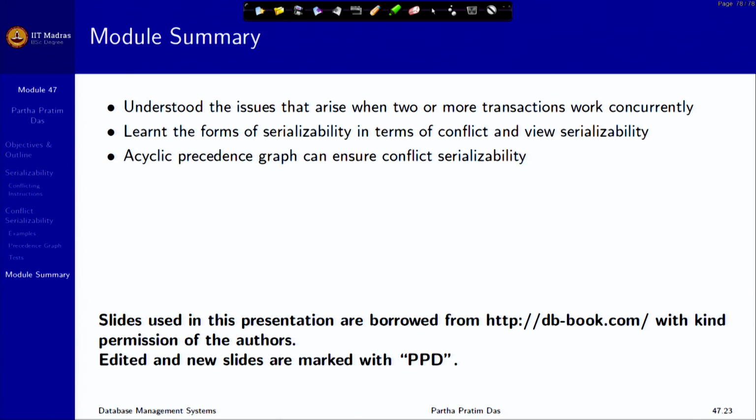So, this brings us to the end of this module. We have discussed the concurrency issues of 2 or more transactions and the need for serializability, and learned that there are 2 types of serializability, conflict serializability and view serializability. And we have specifically discussed conflict serializability with the conflicting instructions and the properties that a schedule has to have to be conflict serializable. We will continue on this in the next module.